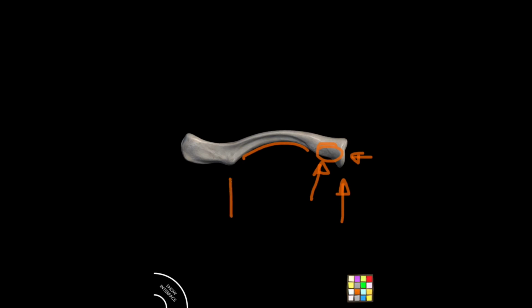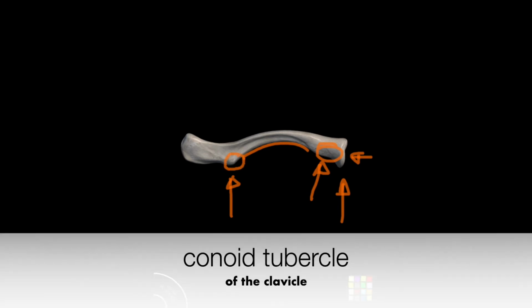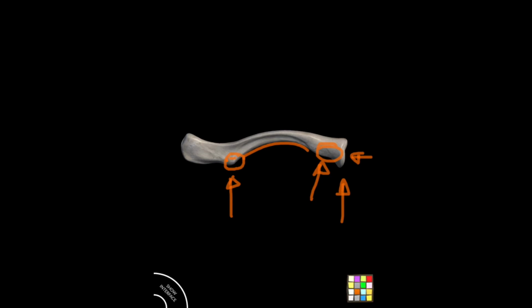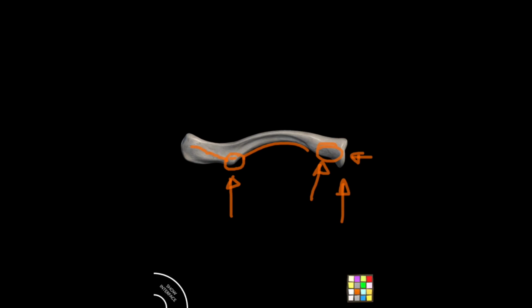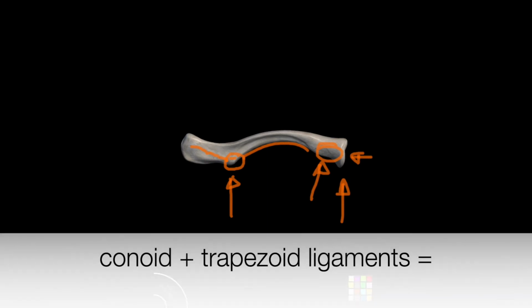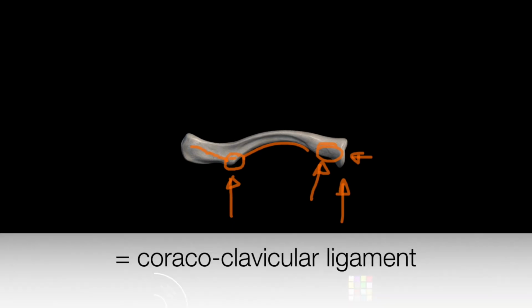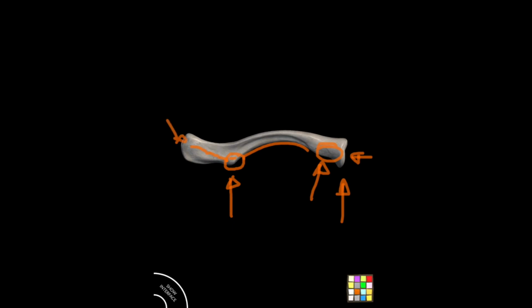This bony prominence is the conoid tubercle, and that's the site of attachment of the conoid ligament, and the rough line that extends laterally from it is the trapezoid line, which is the site of attachment of the trapezoid ligament. And both the conoid ligament and the trapezoid ligament extend inferiorly down to the coracoid process of the scapula, and together they form the coraco-clavicular ligament. So trapezoid ligament plus conoid ligament equals coraco-clavicular ligament. And again, we can just see the articular surface for the acromio-clavicular ligament here.